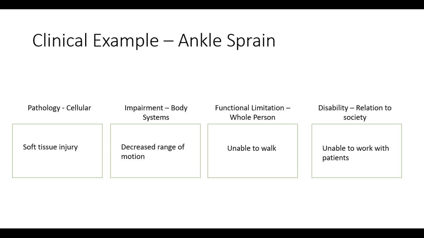And the functional limitation from this range of motion loss is they're not able to walk. The ankle can no longer move freely, it's painful, and they can't walk. And if they're not able to walk, and they're a healthcare provider, a PTA for example, well, you're not able to work with patients. So here's an example of how an ankle sprain could lead to a certain level of disability in a PTA that may be different than someone who has a different occupation or different societal needs.